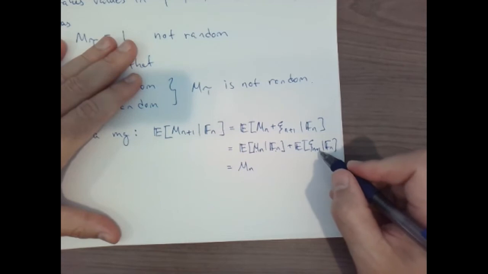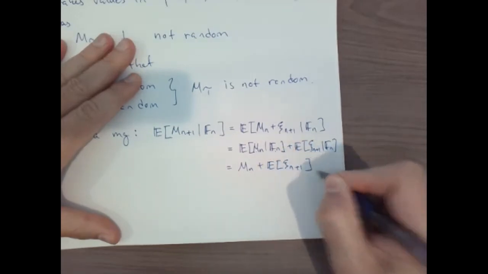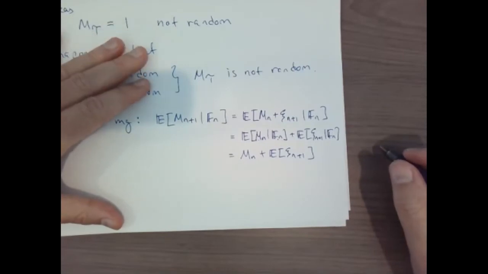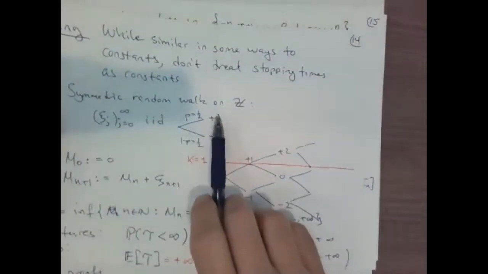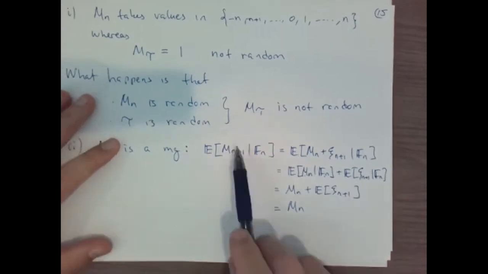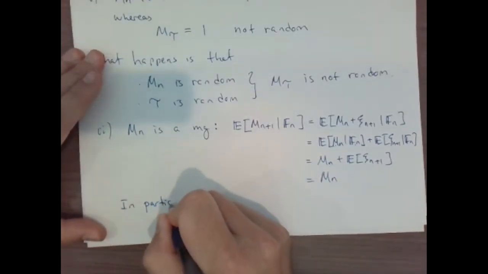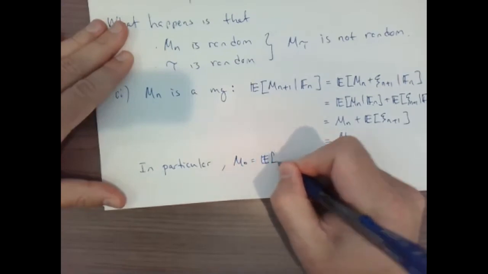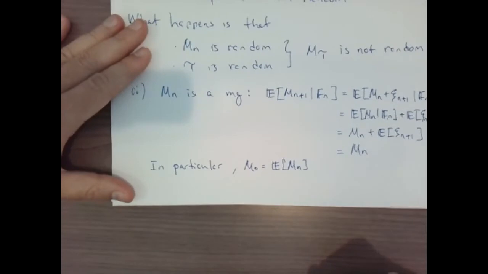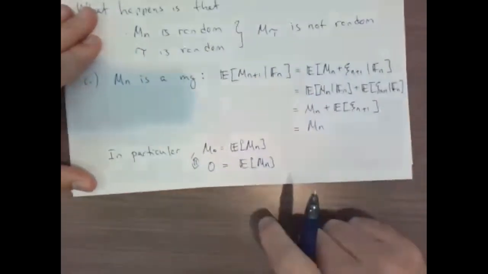And for the second term, I'll use that psi n plus 1 is independent of Fn. So the conditional expectation just becomes the unconditional one. And then I'll use that it's a symmetric random walk, so the probabilities of being 1 and being minus 1 are both a half. So the expectation is equal to 0. So this is a martingale. And in particular, M0 is the same thing as the expectation of Mn, which is saying that 0 is equal to the expectation of Mn.